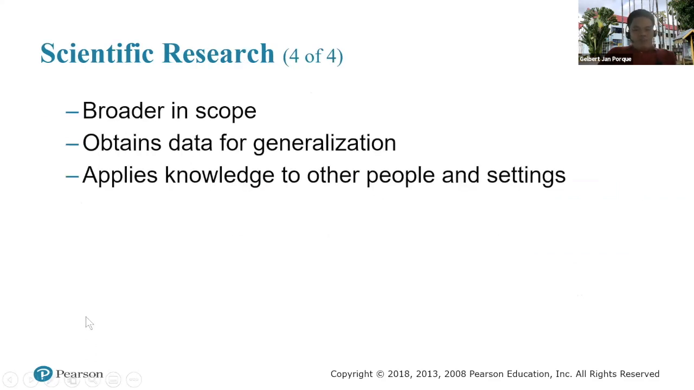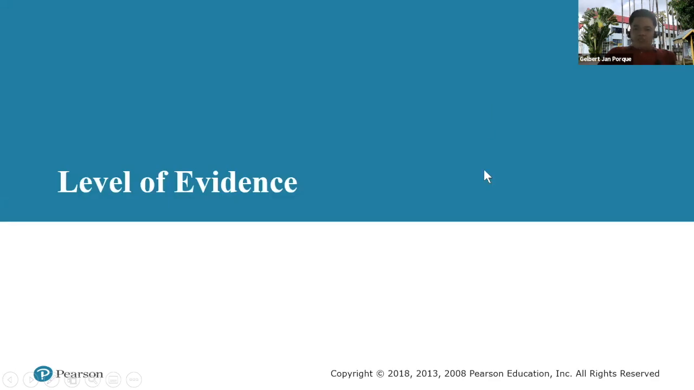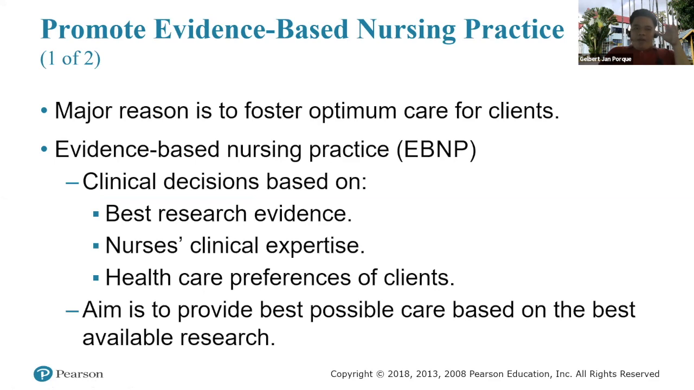Also, it might be broader in scope. It obtains data for generalization and also applies knowledge to other people and settings. Now, this is a recap on the levels of evidence. I'm not sure if you were able to touch on this in your theoretical foundations in nursing, but these are the levels of evidence. The major reason is to foster optimum care for clients.